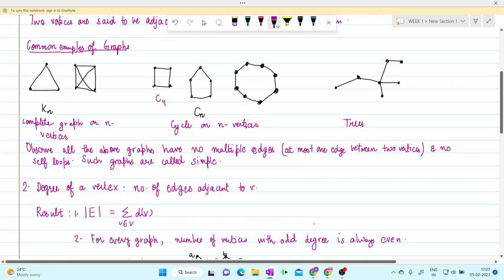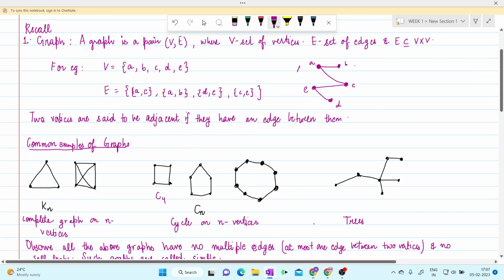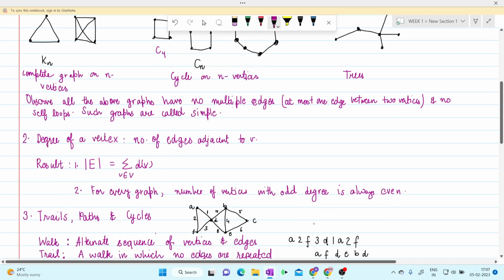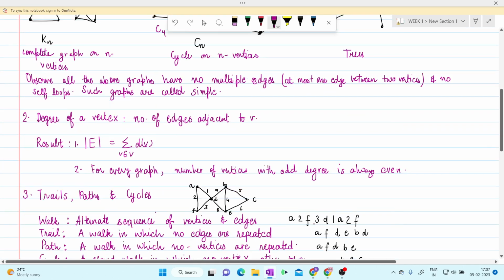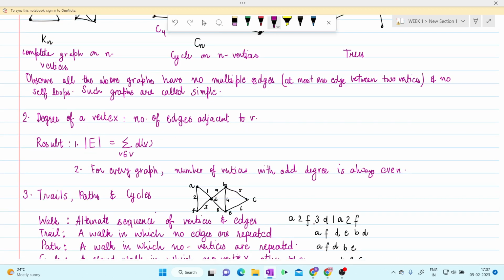Now secondly, once we know what a graph is, the second concept was the degree of a vertex. By degree of a vertex, we mean that we want to count all the edges which are adjacent to v. And in the lectures we saw this result, that in a graph G, the total number of edges equals the sum of the degrees of each of the vertices. Was the proof of this result clear to everyone?